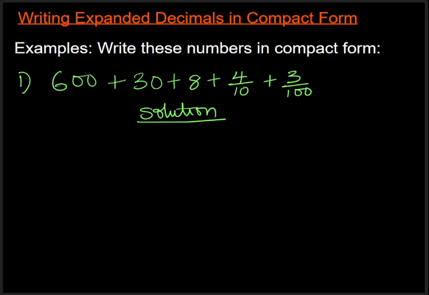So what we are to do here is to make sure, number one, the place values are arranged from the biggest to the smallest. Remember that in a decimal number, the whole number comes first before going to the fractional part. And also make sure that it is arranged from the biggest.